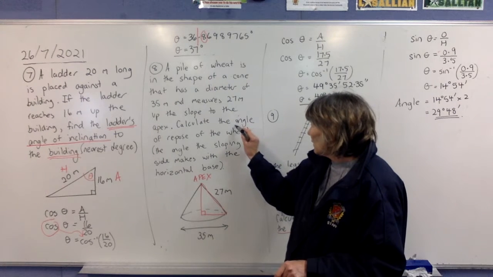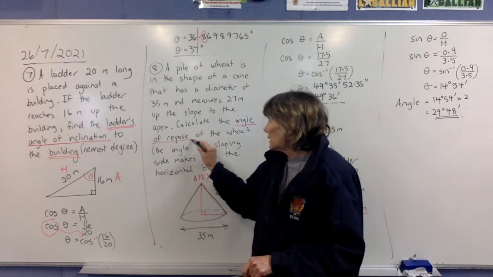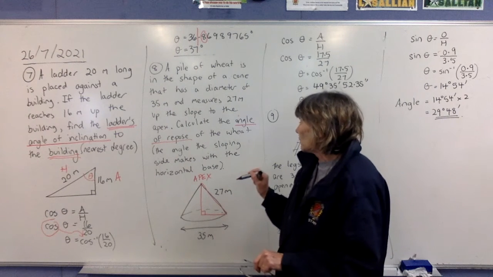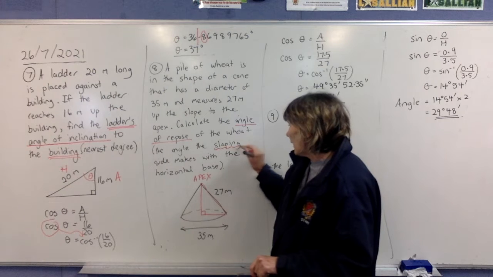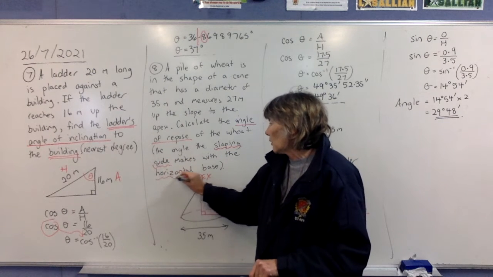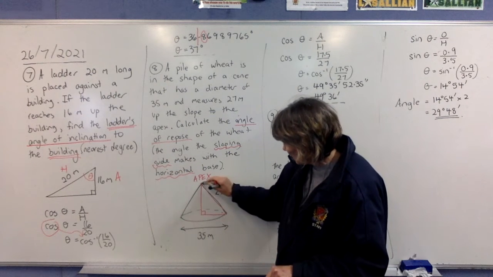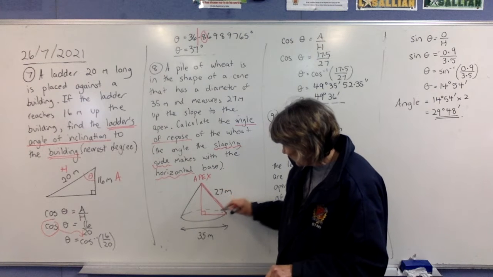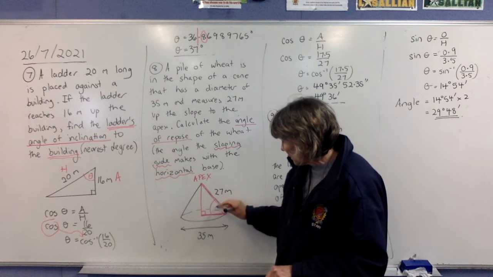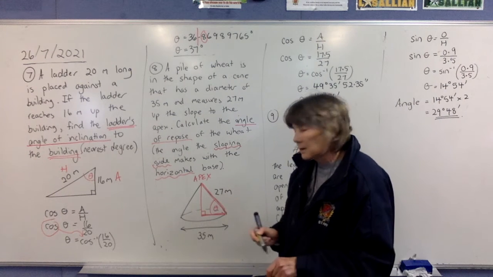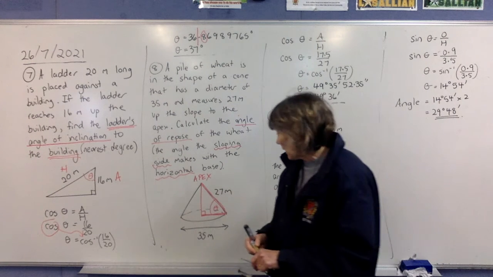We're asked to find the angle of repose. Now they explain what that is, the angle of repose of the wheat. So it's the angle that the sloping side makes with the horizontal base. So here's your sloping side, here's your horizontal base. It's the angle between them that we're looking for. So there's where our theta is going to go.